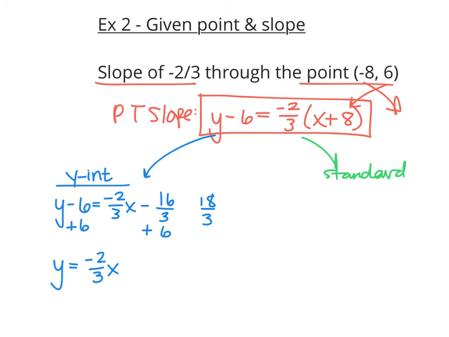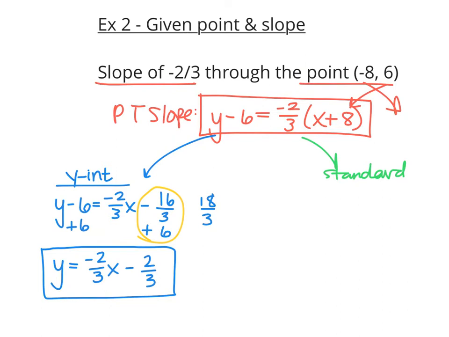-16 thirds plus 18/3 is going to be 2/3. Again, I'll show you how to do that part with a calculator if you're stuck on how to just do this particular calculation without a calculator. I can show you how to do that with one tomorrow. All right, so there's my equation in slope-intercept form, meaning I now know the slope of this line is -2/3 and the y-intercept is 2/3.